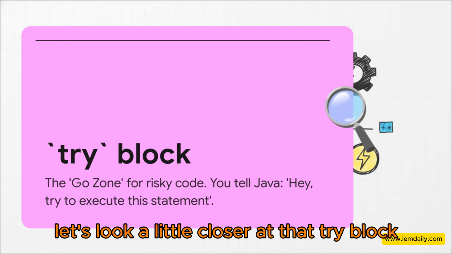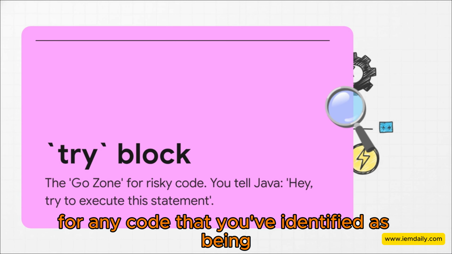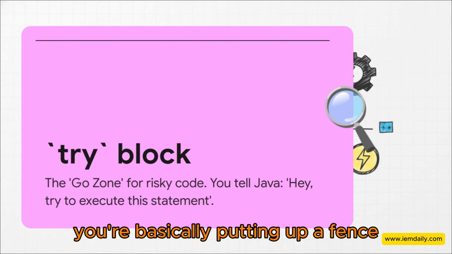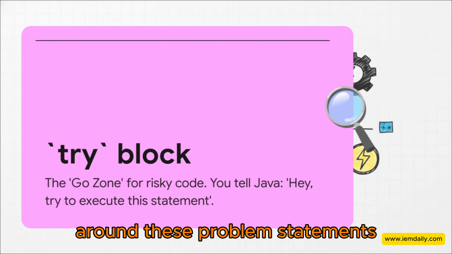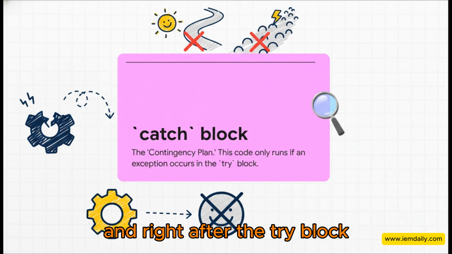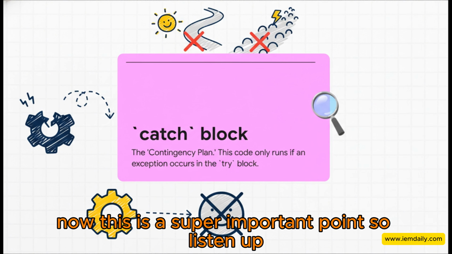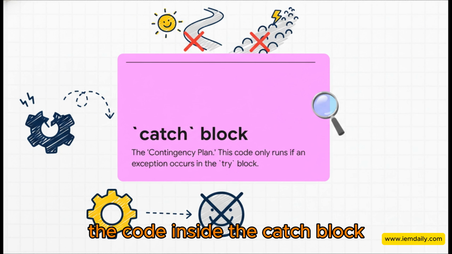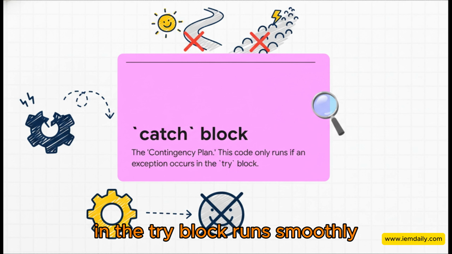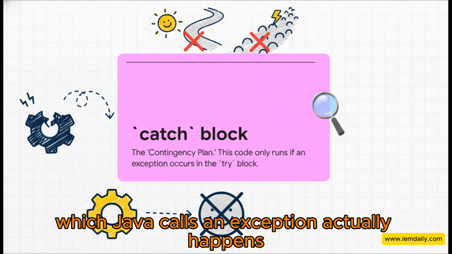Let's look a little closer at that try block. Just think of it as the designated go zone for any code that you've identified as being kind of critical or risky. You're basically putting up a fence around these problem statements by wrapping them inside these curly braces. And right after the try block, you have your catch block. This is your contingency plan. Now, this is a super important point, so listen up. The code inside the catch block gets completely ignored if everything in the try block runs smoothly. It only jumps into action if an error, which Java calls an exception, actually happens.